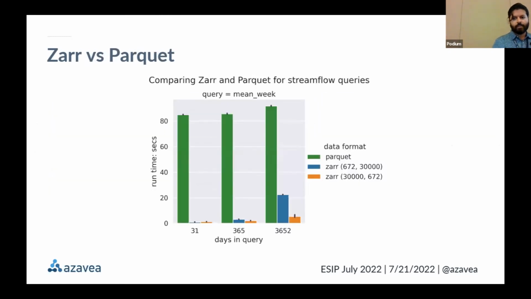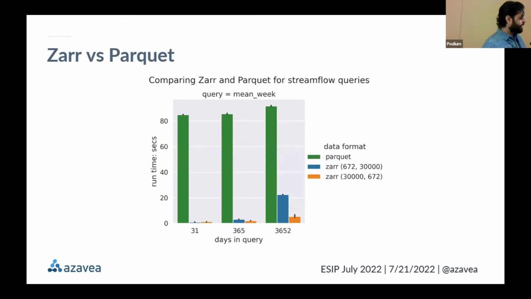And here are the ZAR results compared with Parquet. We focus only on the third chart from the last slide. The mean flow for all streams per week. The green bars are Parquet runtimes, blue the original ZAR, and orange the transposed chunk ZAR. The y-axis now goes from 0 to 100 seconds.